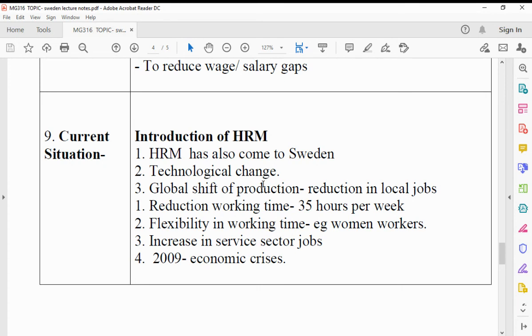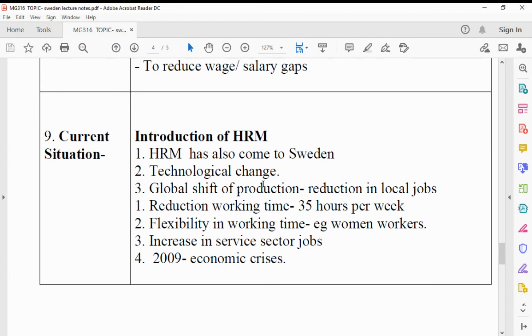And finally, we look at some trends, issues, and changes. So, introduction of human resource management. Human resource management has also come to Sweden, like in all the other countries. There is technological change. There is a global shift of production. There is a reduction in local jobs, and an increase in multinational corporations. So organizations are moving overseas. Then there is a reduction in local jobs. There is displacement of workers with technological change. Workers are displaced.